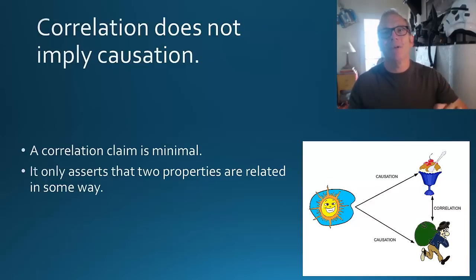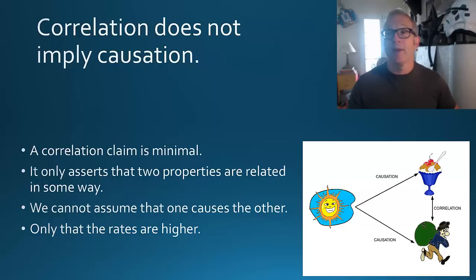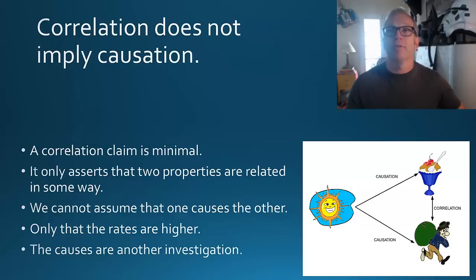But ice cream consumption doesn't cause crime, and crime doesn't cause ice cream consumption. But the two of them do go up, the rates go up per time. Okay, so the point here, we cannot assume that one causes the other. In this case, it might be a third cause that brings about the correlation. Only that the rates are higher. That's all that a correlation claim says. And the cause of the correlation is the next question for investigation.